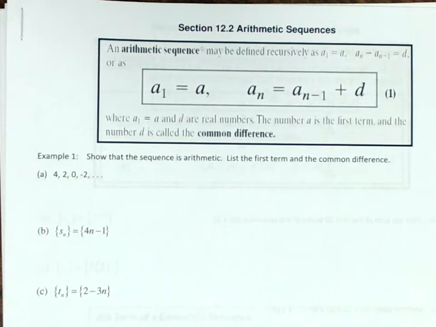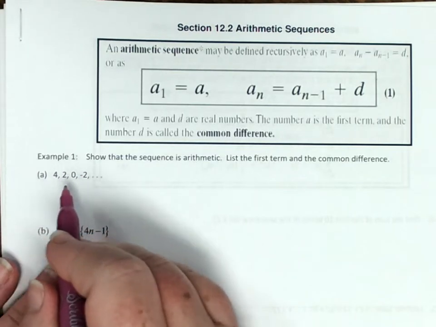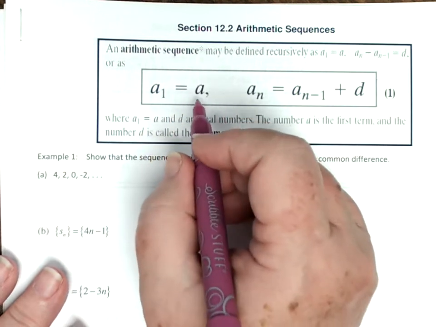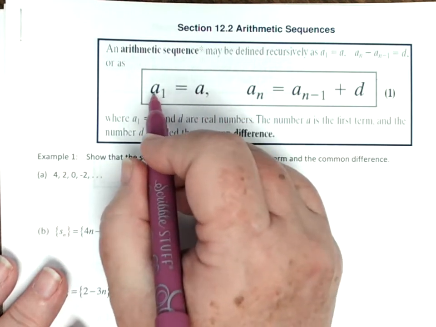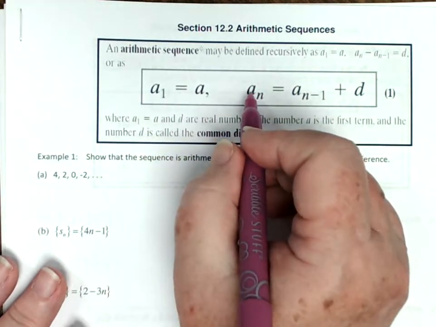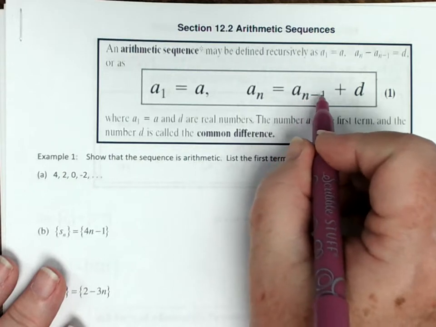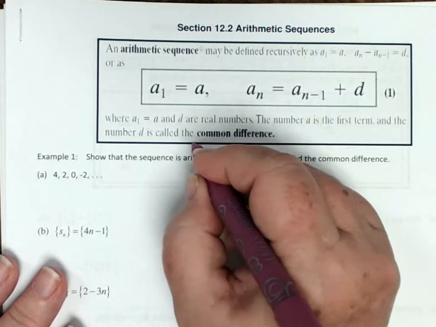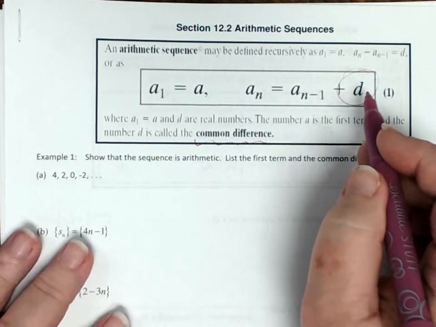Section 12.2, Arithmetic Sequences, focuses only on sequences, which we learned last time are a list of numbers that have a specific pattern. That pattern is that your first term is a, or a sub 1, and every term is equal to the one before it. Remember, this means n minus 1, the one before it, plus a common difference. So right here, that's the common difference that we add over and over again.